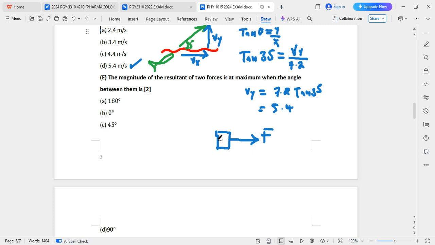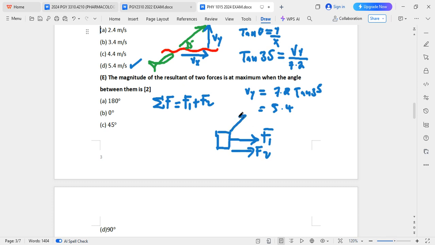Now there's a second force that you're applying. If you want the resultant to be maximum, remember resultant force or the net force is given by the sum of forces F1 plus F2. So the only way F1 and F2 produce maximum resultant is if they are going in the same direction.